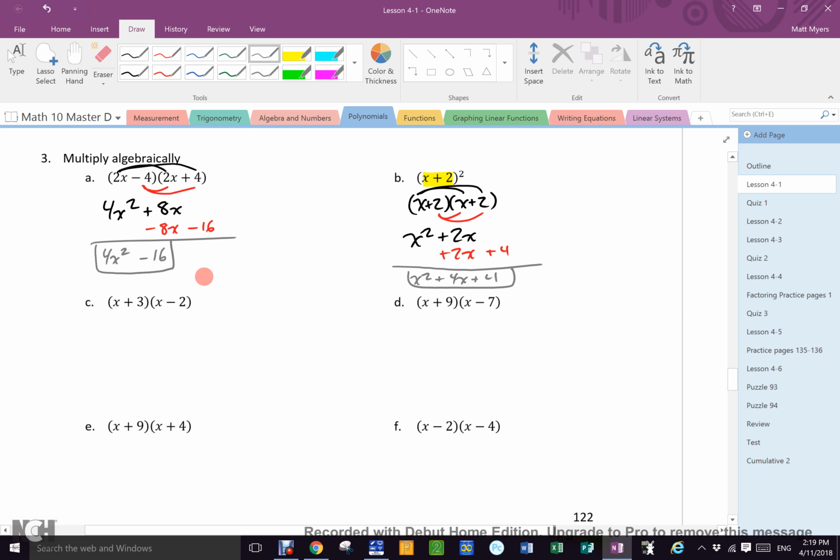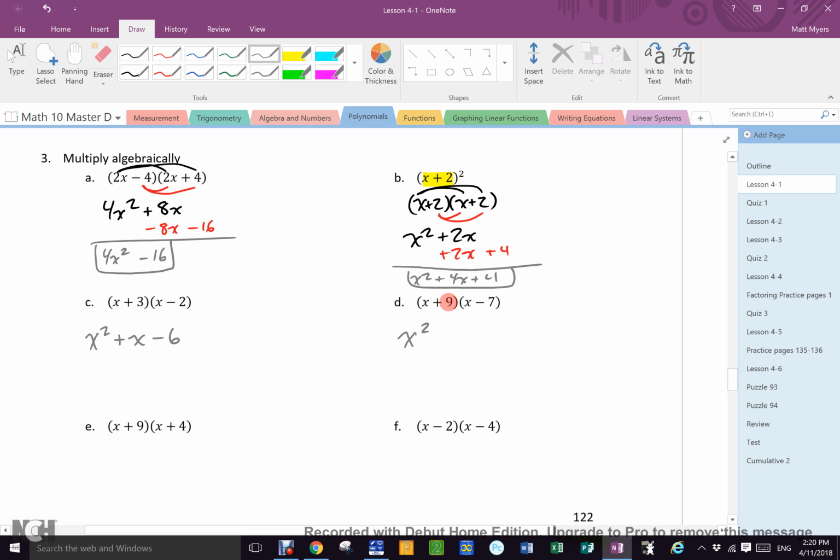Okay? Now, are the rest of these shortcuttable? They are, aren't they? So it's going to be x squared. What's 3 minus 2? 1. So positive 1x. And what's 3 times negative 2? Negative 6. Done.